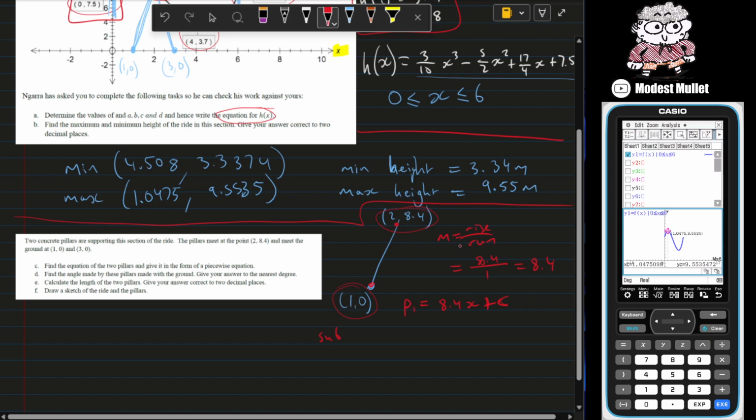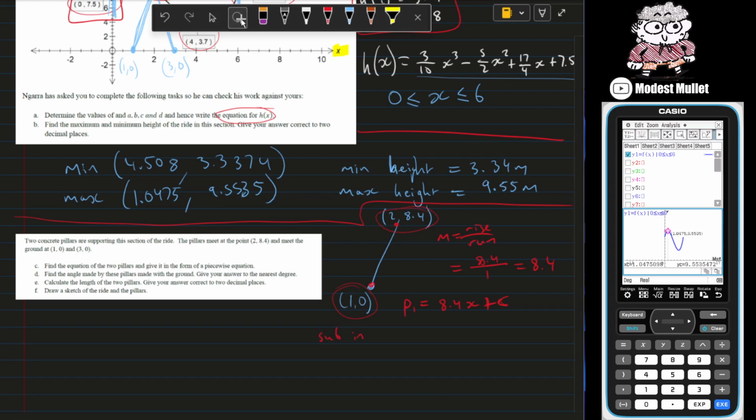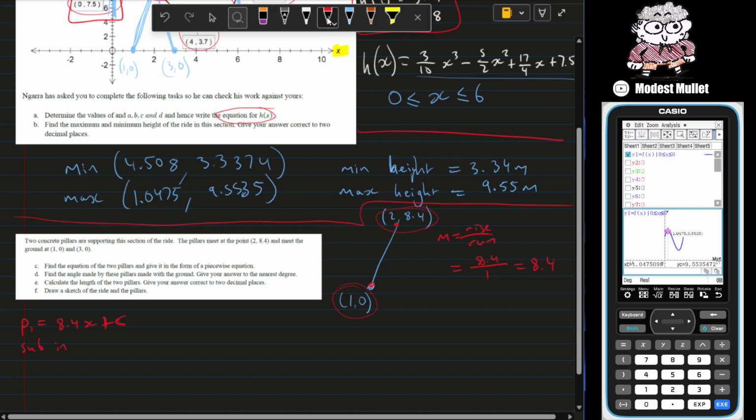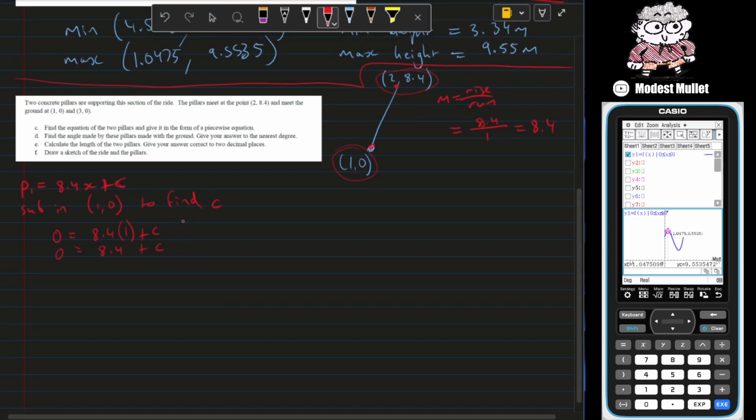So let's communicate what we're doing. Let's move some stuff. Let's bring that over there. Bring that over here. Okay, so we're going to substitute in 1, 0 to find our c value. So we get 0 is equal to 8.4 times 1 plus c. So we get 0 is equal to 8.4 plus c. So we get c is equal to negative 8.4. That's our first. Therefore, our first pillar, P1 of x is equal to 8.4x minus 8.4 is our first equation.